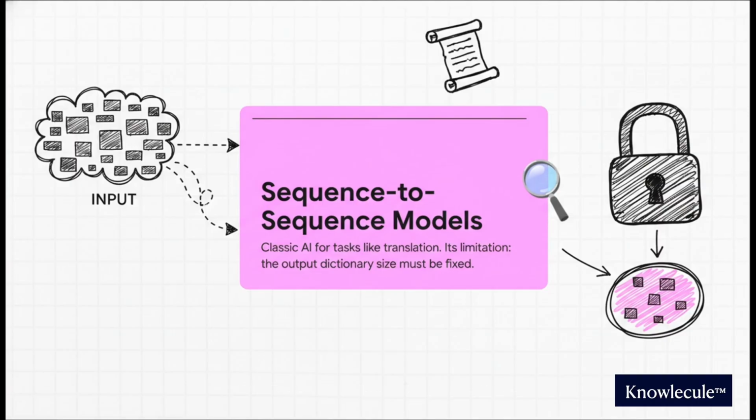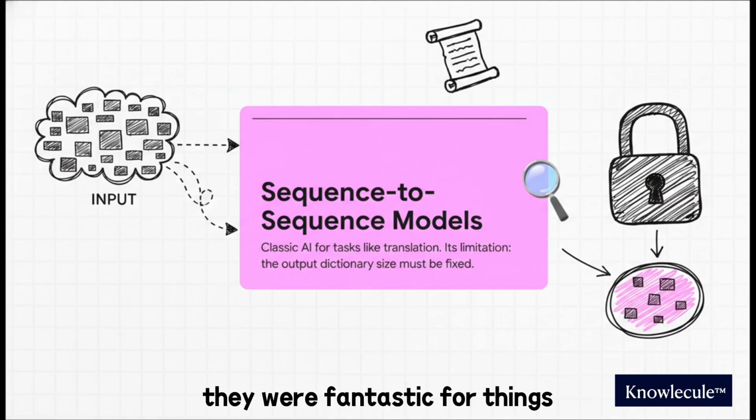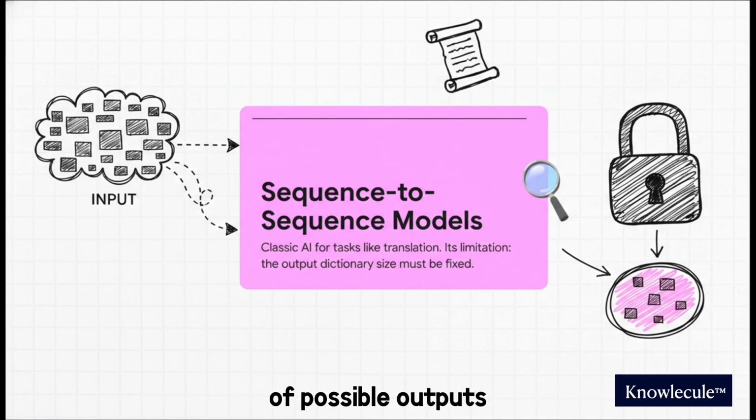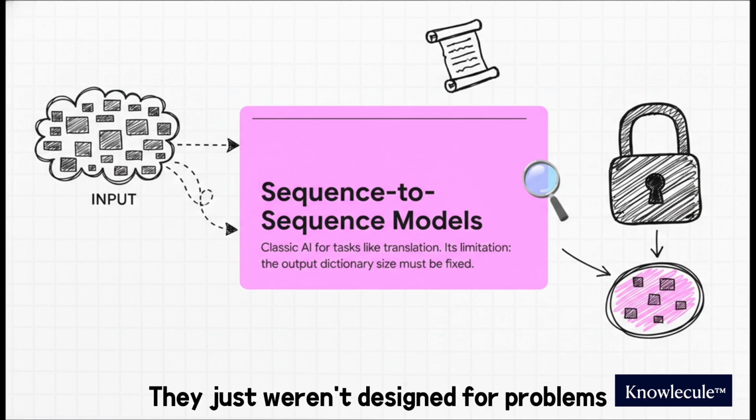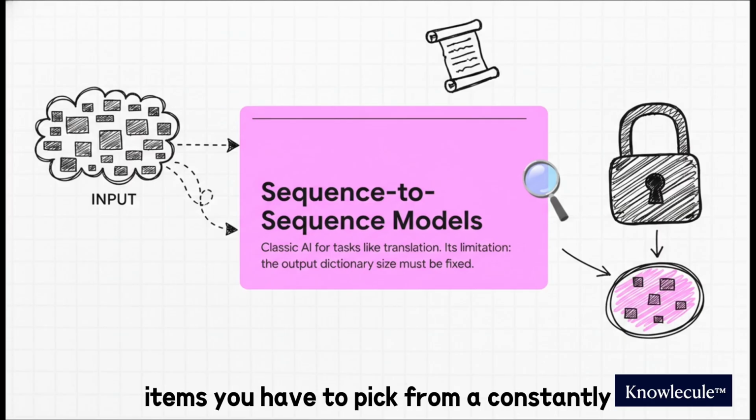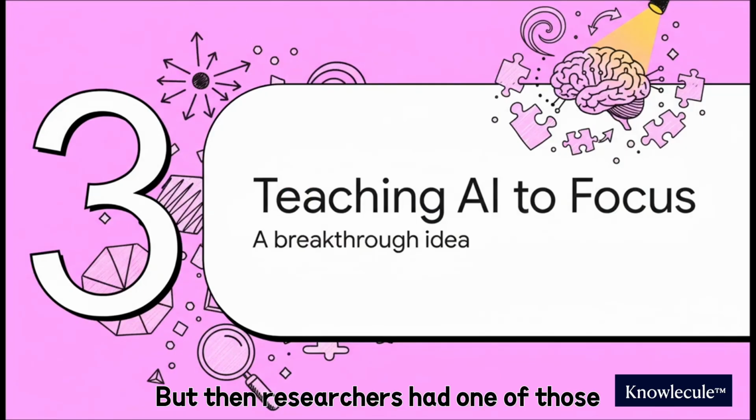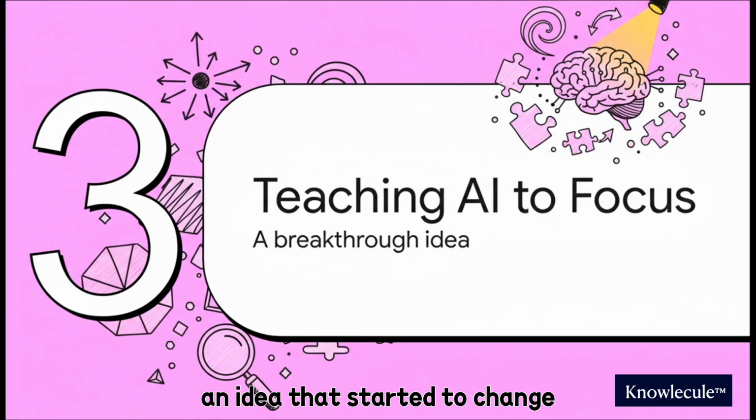So here's the bottom line. The classic AI approach for this stuff, what are called sequence-to-sequence models, they were fantastic for things like translation, but they had this one massive weakness. They needed that fixed dictionary of possible outputs. They just weren't designed for problems where the correct answer is a handful of items you have to pick from a constantly changing list of inputs. But then, researchers had one of those light bulb moments, an idea that started to change everything.